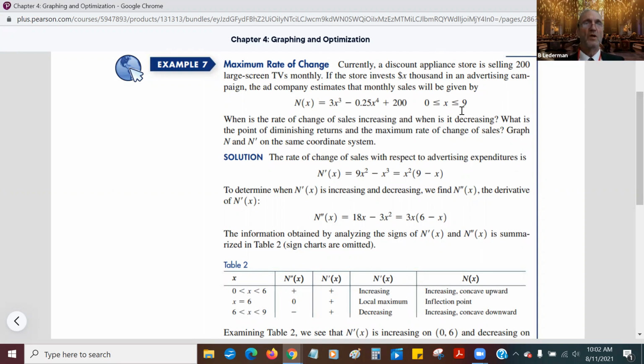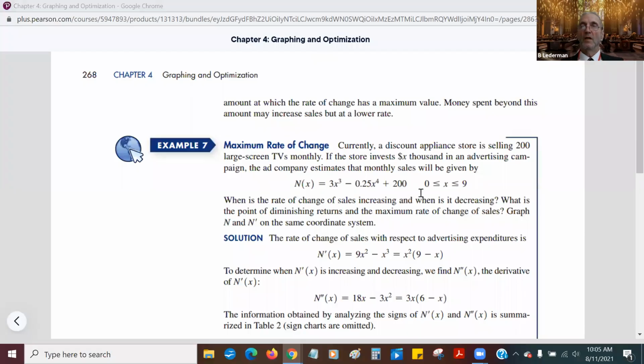Why is x between 0 and 9? Obviously it has to be greater than 0 because we're talking about positive spending. They're not paying you to run your advertisement. You're paying them. But as far as the 9 is concerned, sometimes that could just be a restriction. They could have decided the budget is up to 9,000, or it could be something about the numbers or the graphs. We're actually going to see very quickly where this 9 comes from.